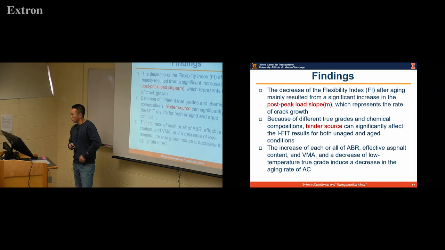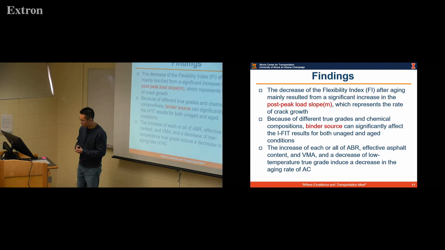I'll talk about the findings of this study. The first is that the decrease of the flexibility index FI after aging mainly resulted from a significant increase in the post-peak load slope, which is m, and not from the fracture energy, which represents the rate of crack growth. The second finding is that because of different PG grades and chemical compositions, binder source can significantly affect the IFIT results for both unaged and aged conditions. However, it hasn't been comprehensively studied, and I believe in the future we'll look into this.